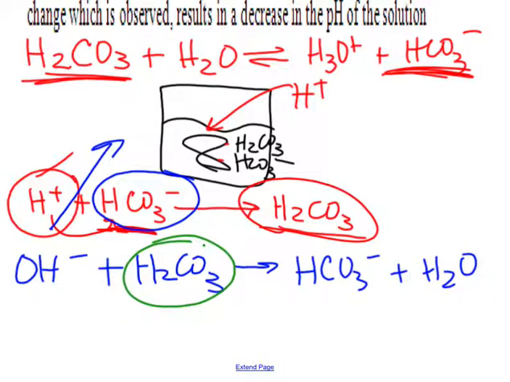It's made up of a weak acid and its conjugate base, or a weak base and its conjugate acid, and its purpose is to resist changes in pH.